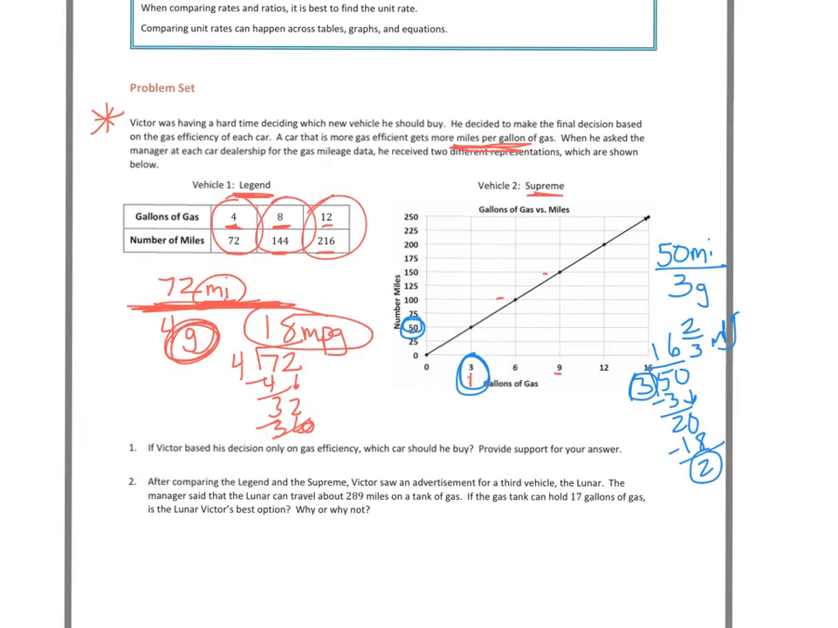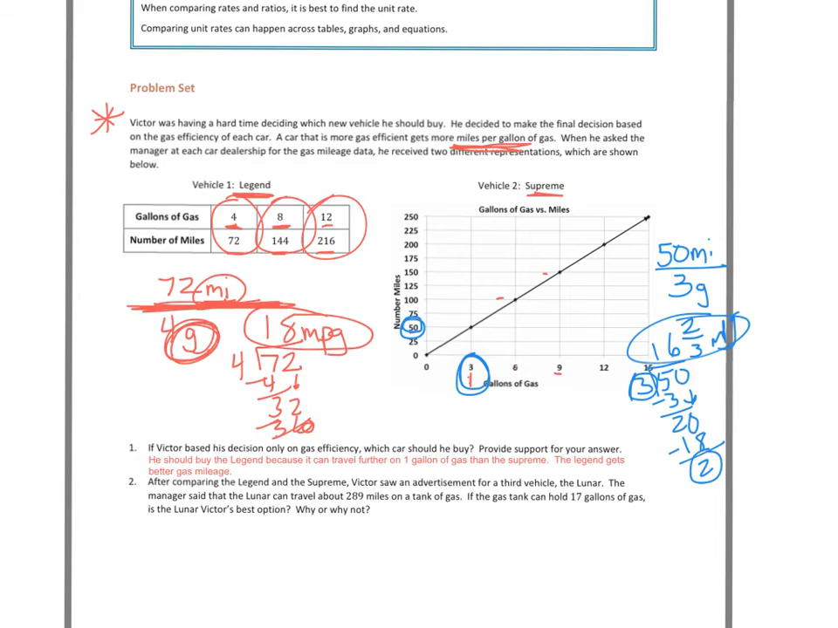So there's my 2 conversions. And those are my miles per gallon or my gas efficiency. So for one, it says, if Victor based his decision only on gas efficiency, which car should he buy? He should buy Legend because it gets better gas mileage. He can travel further on 1 gallon of gas than if he bought Supreme.